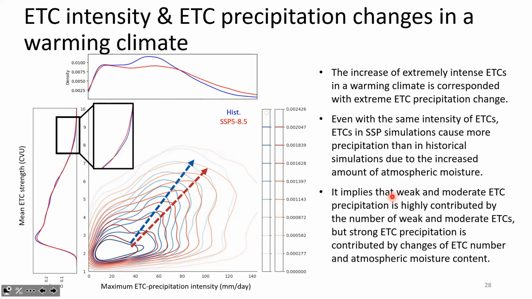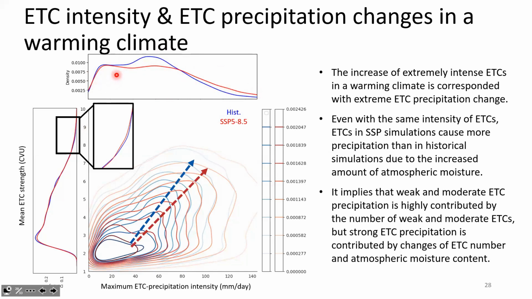This figure shows the number of cyclone frequency with their intensity, and the upper PDF is the cyclone precipitation change in a warming climate. The blue line is the historical simulation regions, and the red line is the warming climate simulation regions.